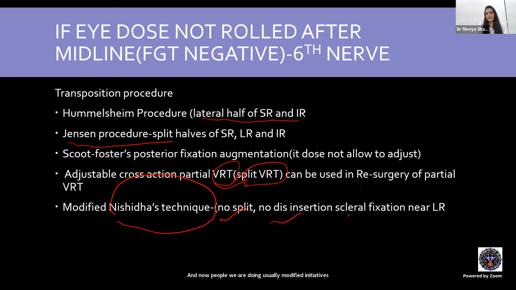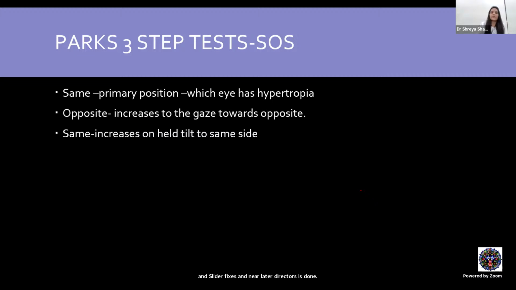Post-trauma cyclovertical paralysis usually happens with fourth nerve palsy. We have the Parks three-step test. We all residents know: same, opposite, same. You can remember it in this way. So it will give you a good clue. This is a fourth nerve palsy.